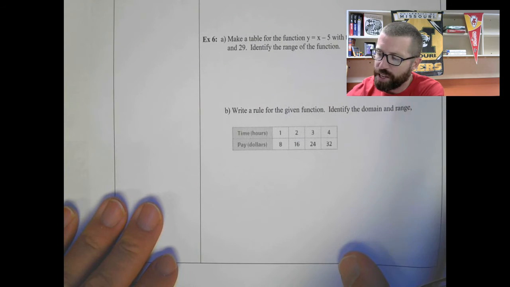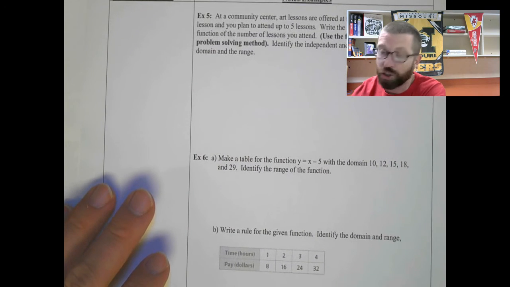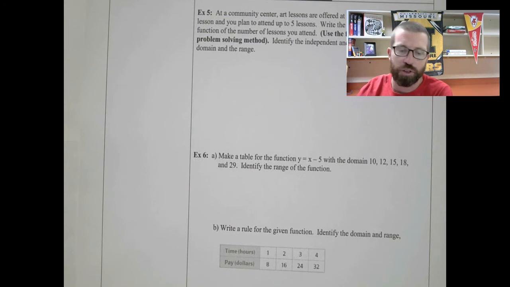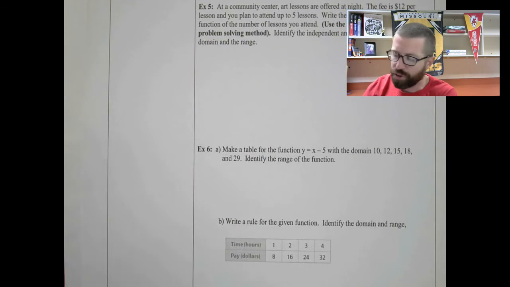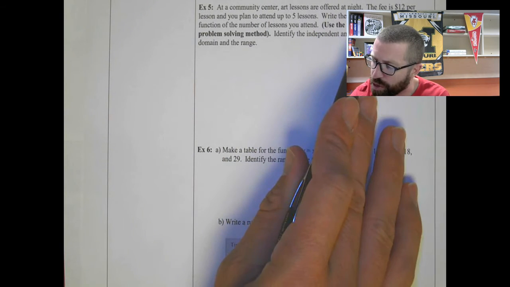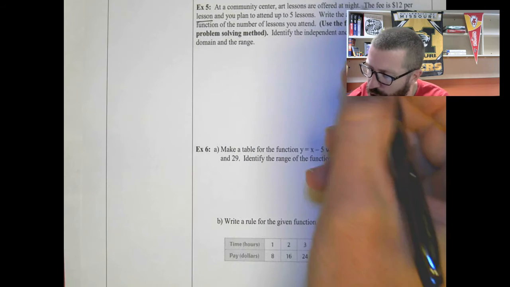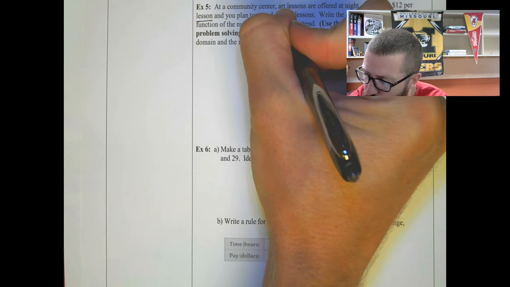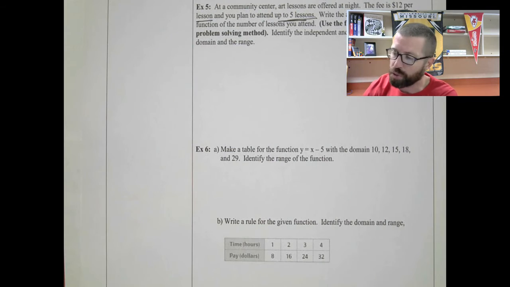Okay, and let's look at that in terms of a word problem as well. So I would encourage you to pause the video right now, try these questions, and then push play and see how you did. So at a community center, art lessons are offered at night. The fee is $12 per lesson. Kind of highlight that or underline that. And you may attend up to 5 lessons. So you can go 5 times. Up to means 5's included.